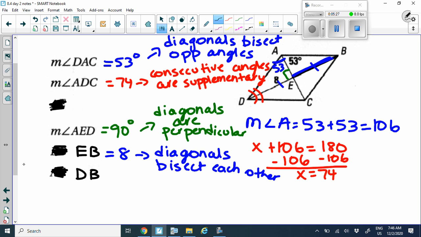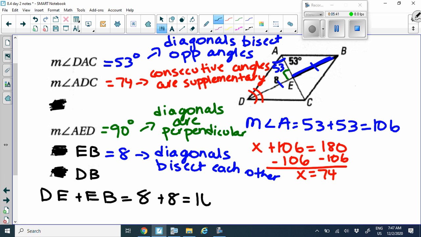Okay, last thing is we're going to do DB. So that means that we are basically indicating we want DE plus EB. Now we know DE is 8 and EB is 8. So that's just going to give us 16. Okay? And that's not really anything, you're just adding those two segments. So that's not really any of the properties of parallelogram or rhombus, it's just adding those.